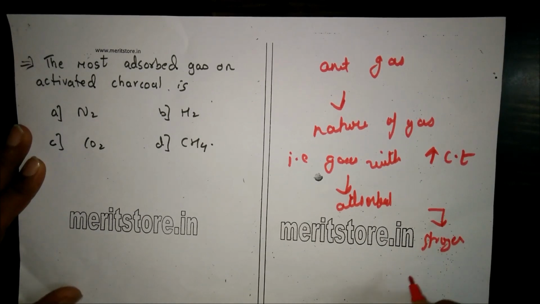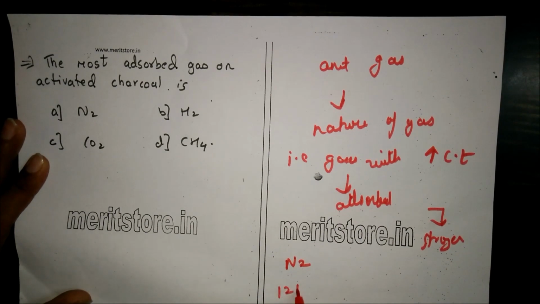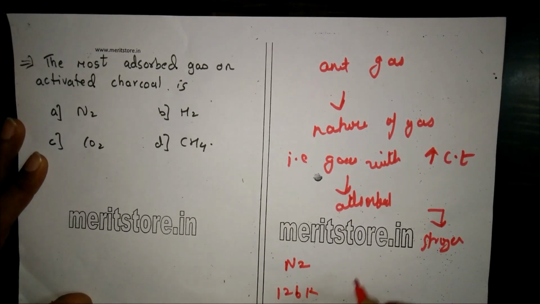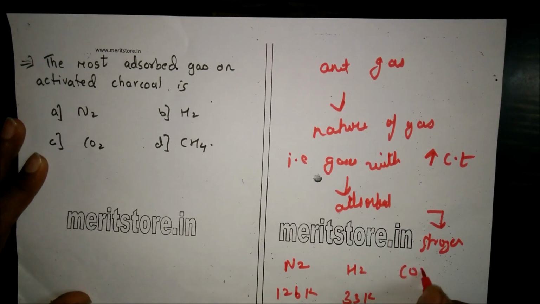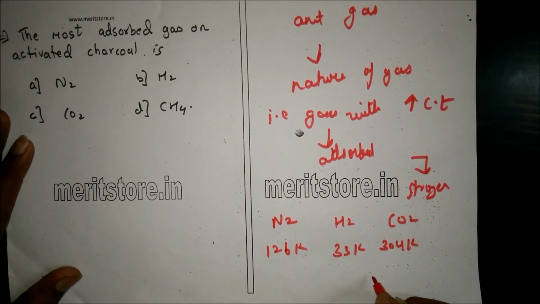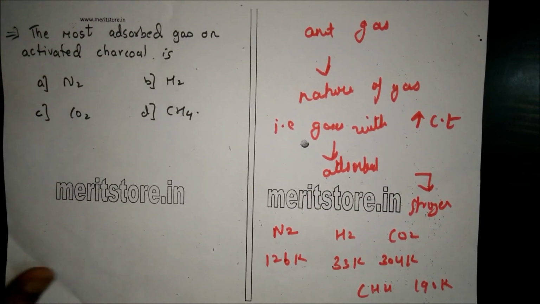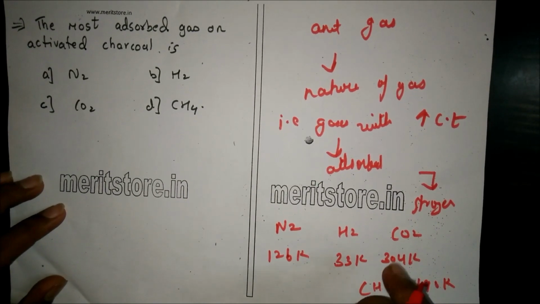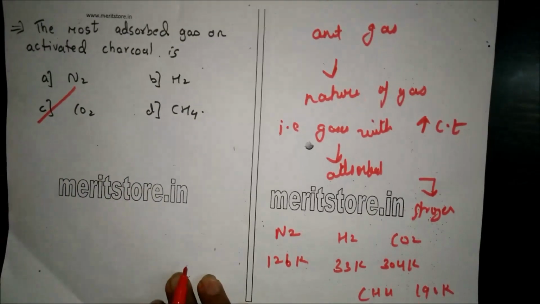near the critical temperature. So, the critical temperature of N2 is 126 Kelvin, H2 is 33 Kelvin, CO2 is 304 Kelvin, and CH4 is 190 Kelvin. So the highest critical temperature is that of CO2. Therefore, the correct answer is option C, CO2.